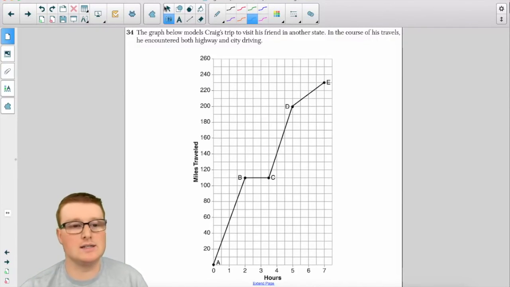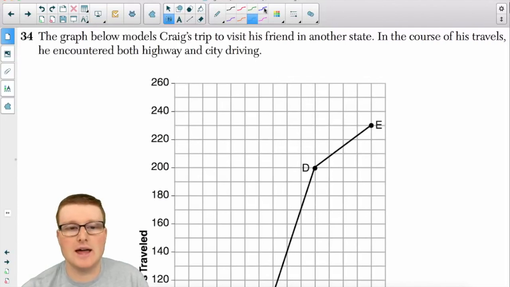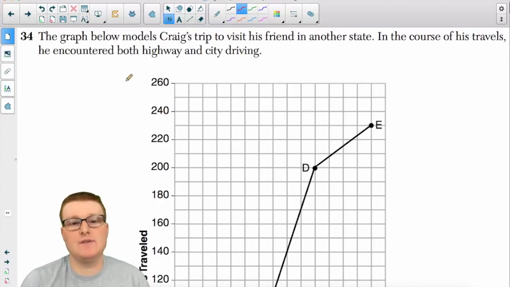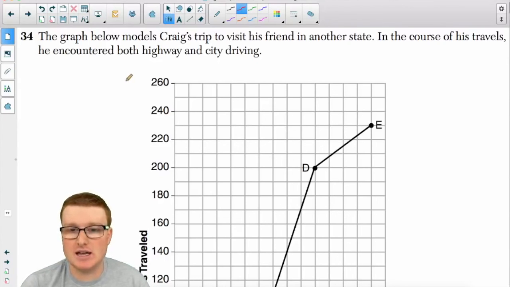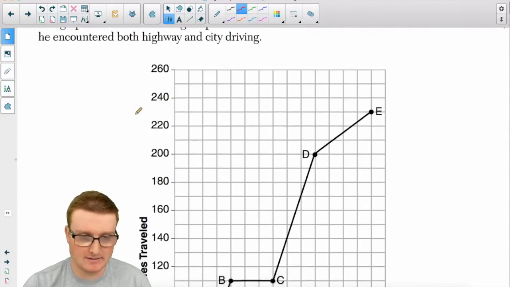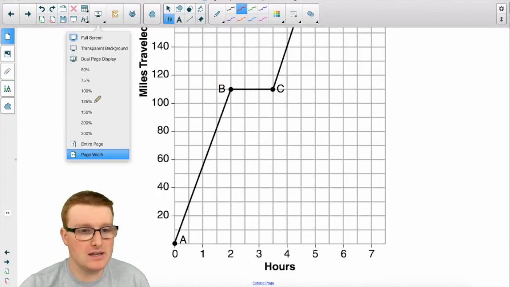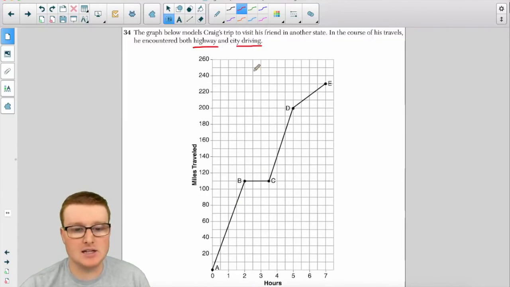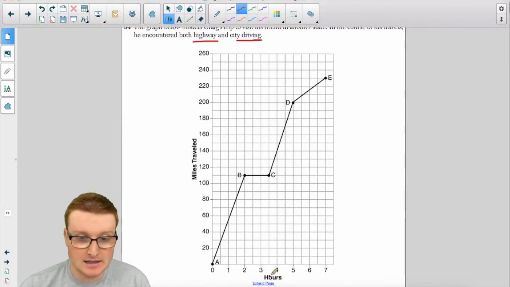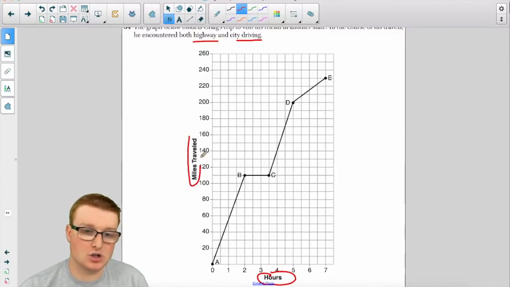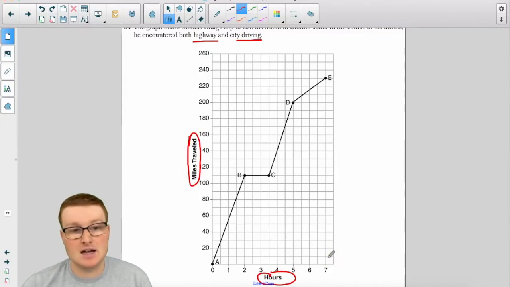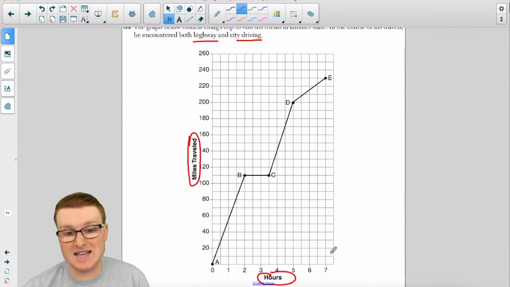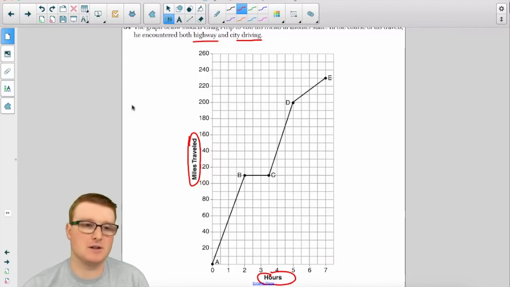This question was not bad, but I don't like it. The graph below shows Craig's trip to visit his friend in another state. In the course of his travels, he encountered both highway and city driving. Okay, so here we have a pretty funky looking graph. This is the amount of hours, and this is the amount of miles traveled. So he traveled 230 miles in 7 hours. This friend lives pretty far.